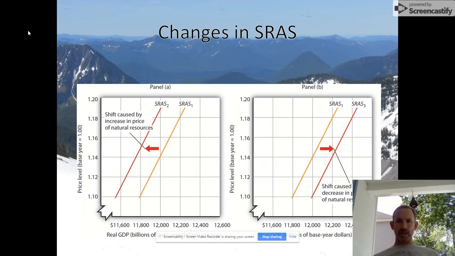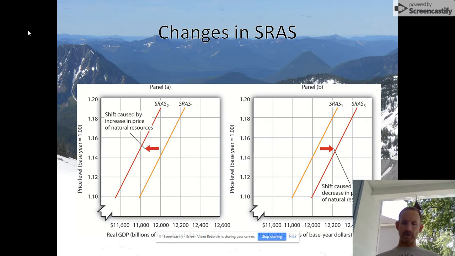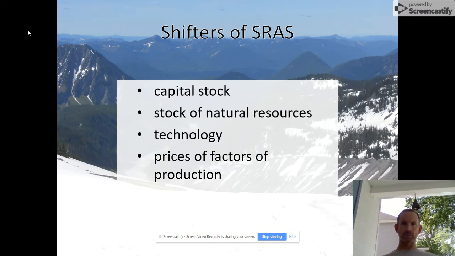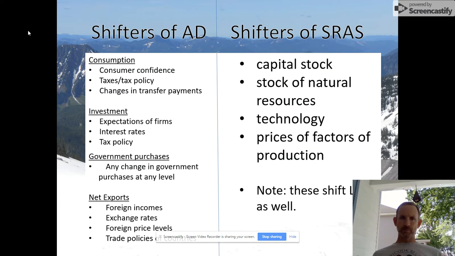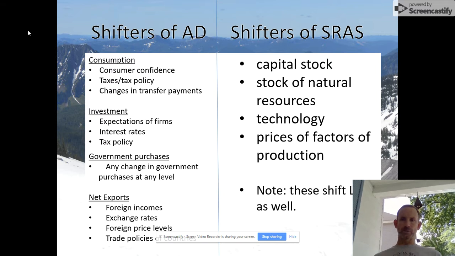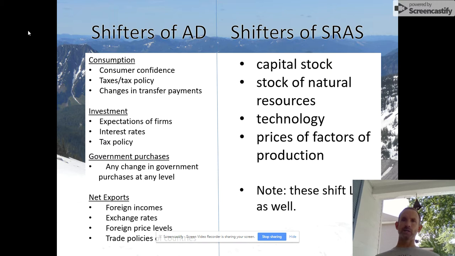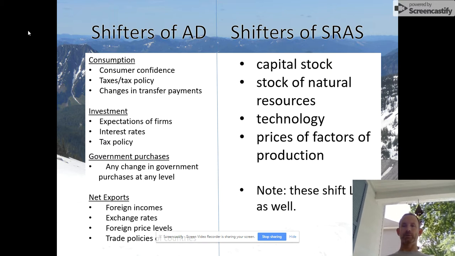Just like with demand, there are shifts. The curve itself can shift. Short run aggregate supply can decrease, which means it moves to the left, or increase, which moves to the right. Here is a list of reasons for that. So the shifters of short run aggregate supply are these. Again, I won't go through them, but here's the complete list. Shifters of aggregate demand are on the left, short run aggregate supply on the right. I will remind you too that anything that shifts short run aggregate supply, if that change remains in place and is permanent, can shift long run aggregate supply as well.